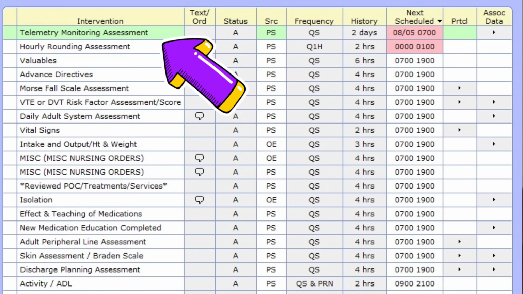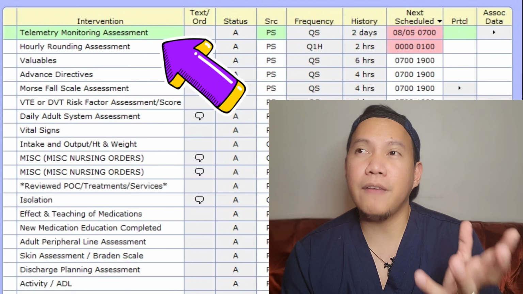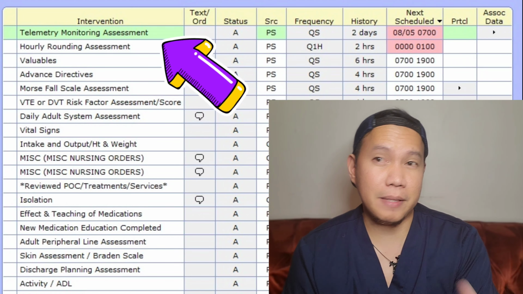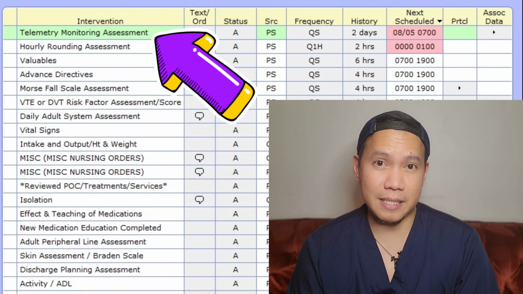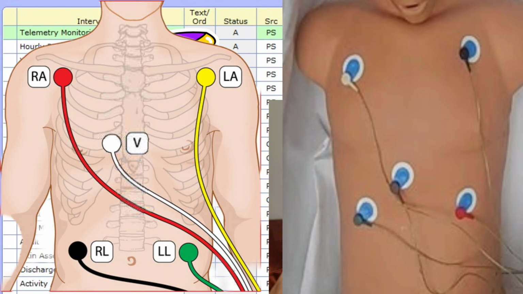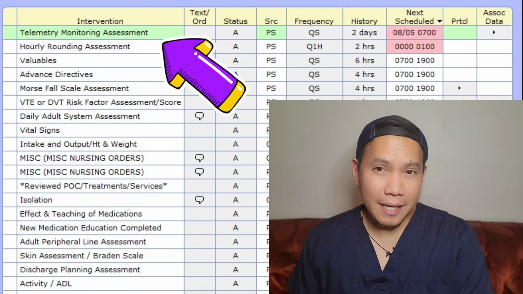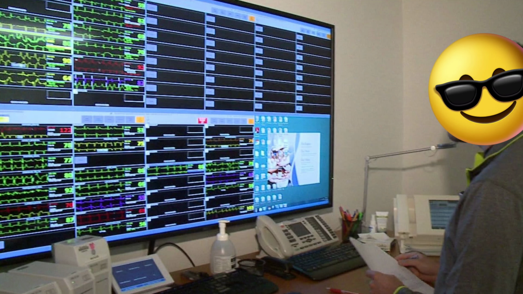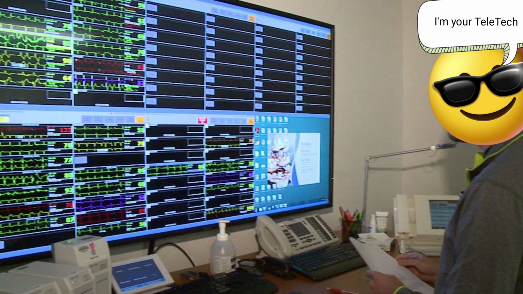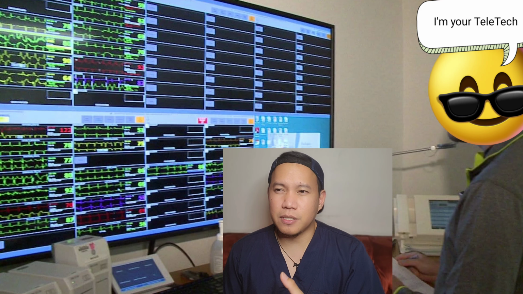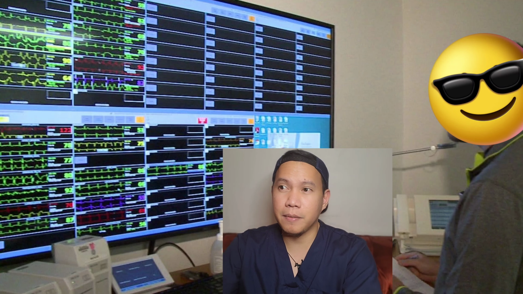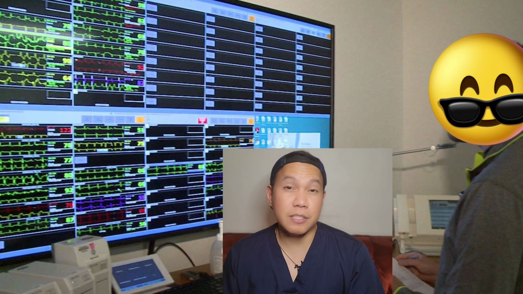Here it says telemetry monitoring assessment. It's every shift, and it's actually scheduled at 7 in the morning. So if a patient has an order for telemetry, or to be placed on cardiac telemetry, it's usually 4 to 5 leads. 1, 2, 3, 4, 5. So what we do is apply the monitor on them, and someone will monitor their heart monitor from a separate room, usually a tele-tech or someone assigned to watch their heart rhythm. They usually just call us if there's something wrong.